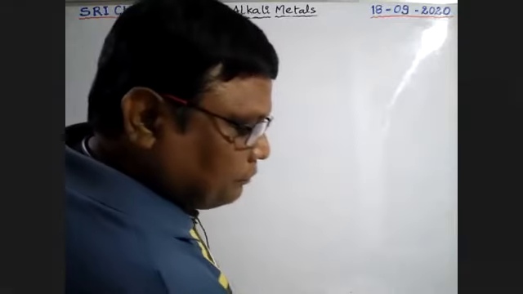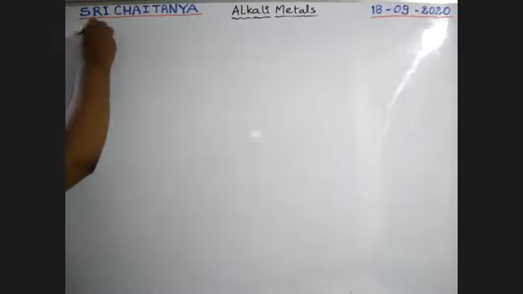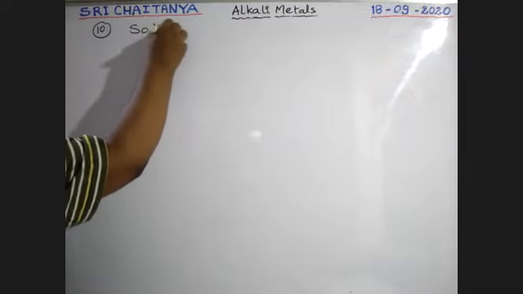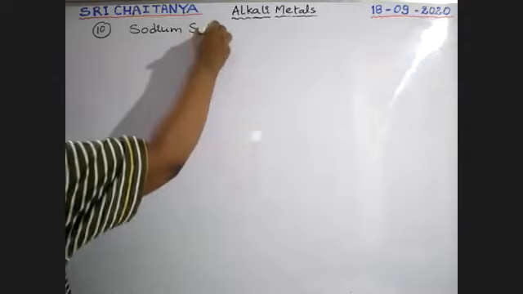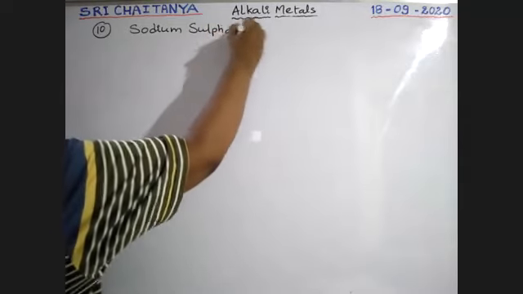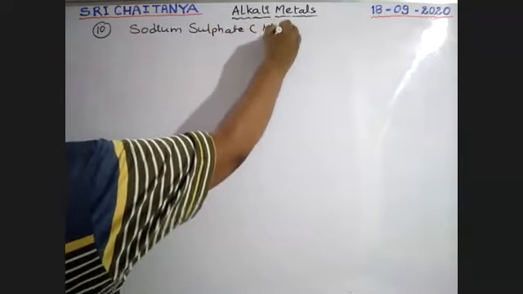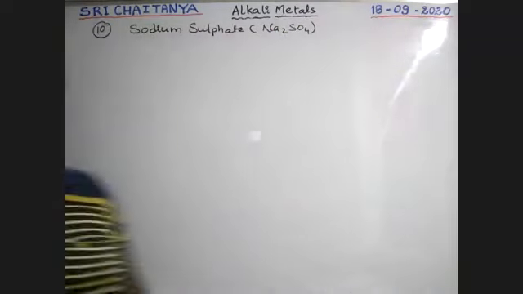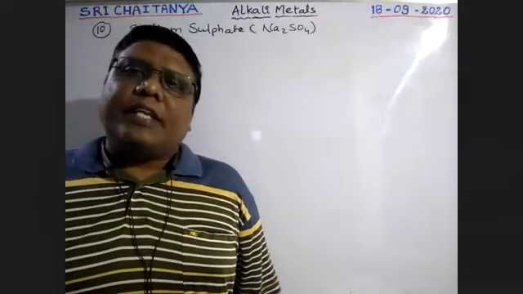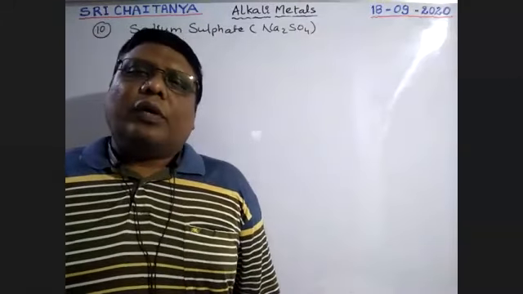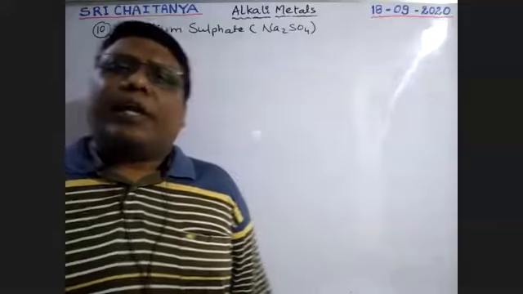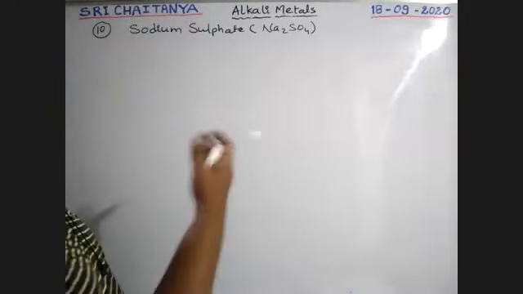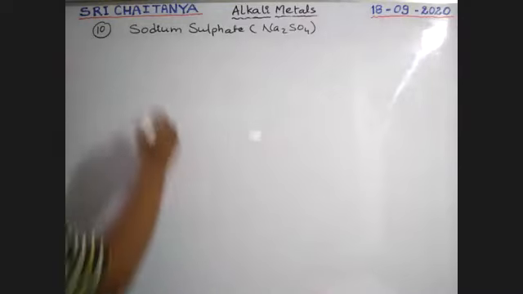That is the 10th one, sodium sulfate. Formula Na2SO4. Sodium sulfate, its formula is Na2SO4. Okay, so you should write it. What is its name? That is sodium sulfate, boys.